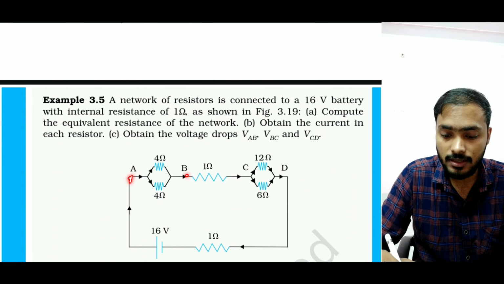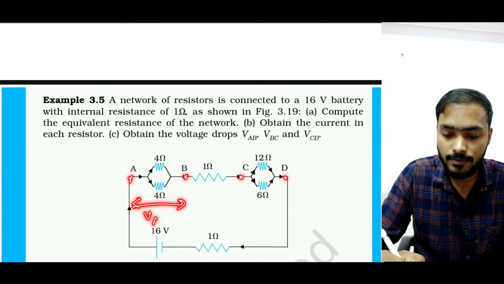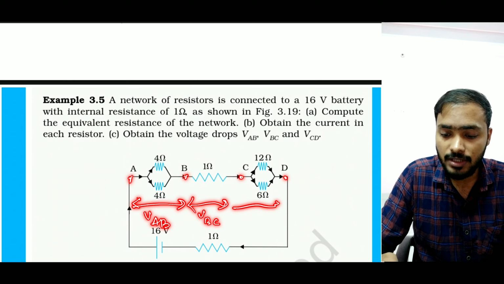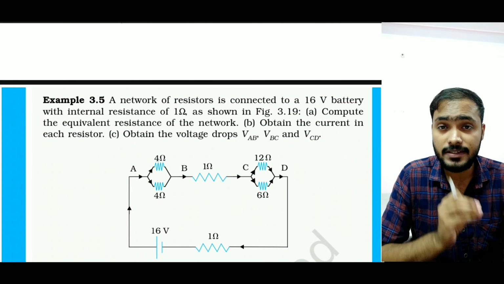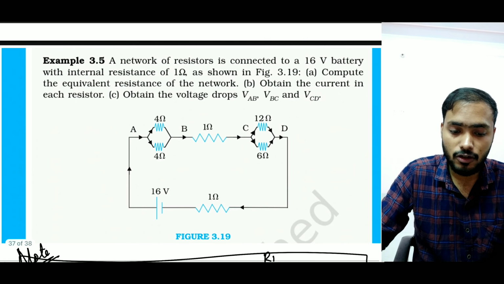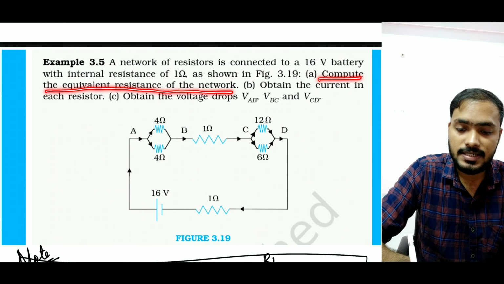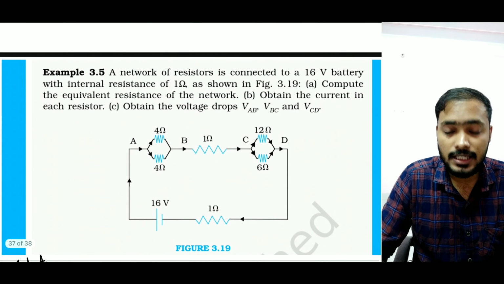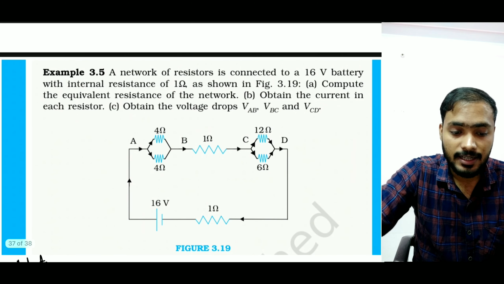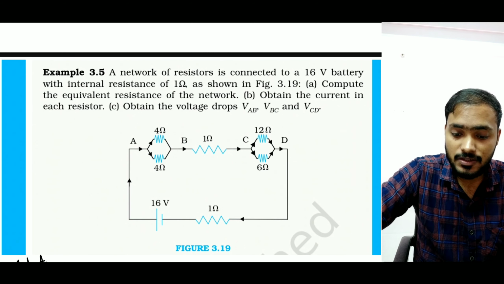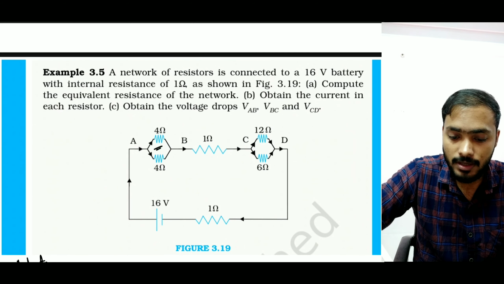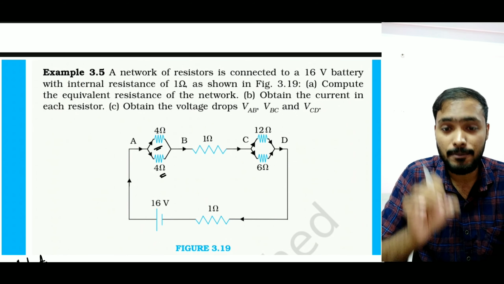So you have A here, B here, C here and D here. So we have to find out VAB, VBC, and VCD. So all three things we have to find out. So let's try to do it one by one, right? Okay, let's talk about the first thing, that is, compute the equivalent resistance of the network. Now equivalent resistance we just discussed, right? So here you have 4 ohm and 4 ohm, they are in parallel, right?